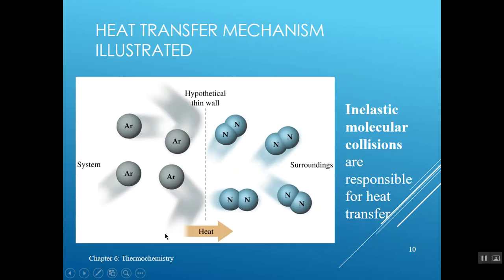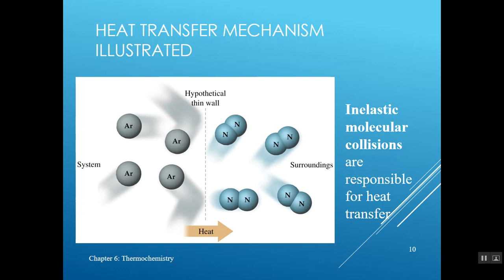Now, this diagram here is an explanation of what we just described. Let's say we have two gases in contact with each other, well, actually separated by a hypothetical thin wall. If you remember from the previous chapter, we talked about the fact that the kinetic energy displayed by particles of gas is proportional to the temperature. So the hotter the object, the greater the average kinetic energy of the gas particles. What is being shown here is that you have argon on the left, and its energy is higher compared to the nitrogen molecules on the right of the hypothetical thin wall.